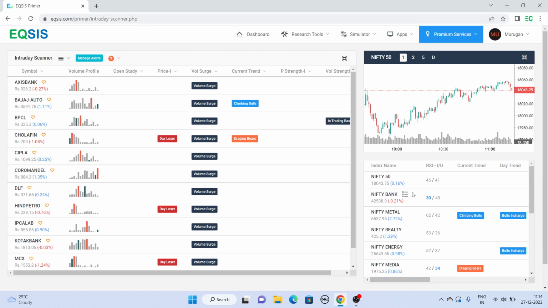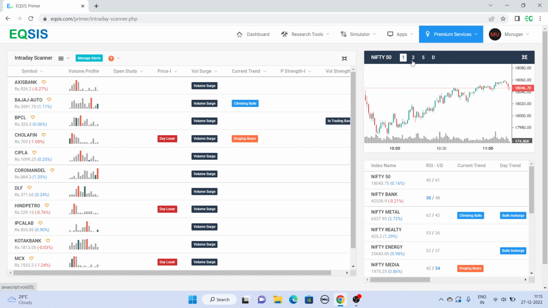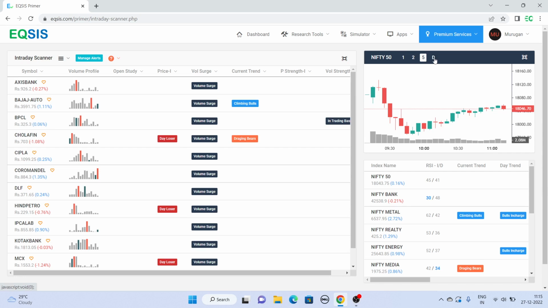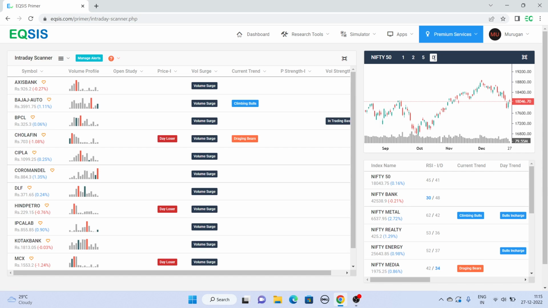When it comes to intraday, there are various ways by which we can select a stock. A very classic approach is the top-down approach. In the top-down approach, we look at the market sentiment first, then at the sector, then we go to the stocks. It is very easy to do this using scanners and filters, because at the top right-hand corner you have the charting of Nifty, and you can look at it in 1 minute, 2 minutes, and 5 minutes, or even the daily charts.